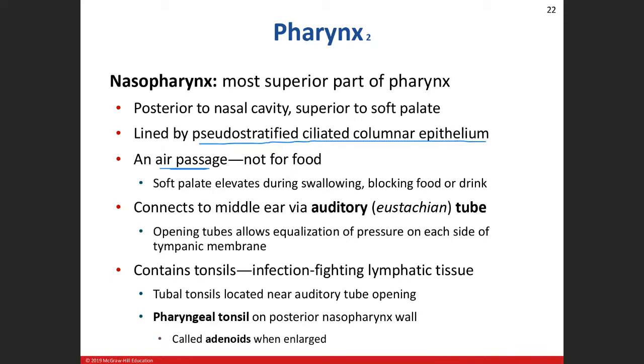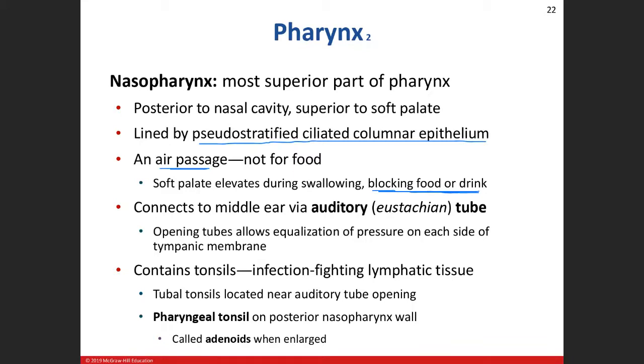At the same time, you've got the epiglottis, which is that flap-like structure in the back of your throat that covers the opening to your trachea. That opening is called the glottis. So you have these mechanisms that prevent food from moving into the nasal cavity and also into the trachea, and it goes down the esophagus instead. So that soft palate helps to block food or drink from entering the nasal cavity.